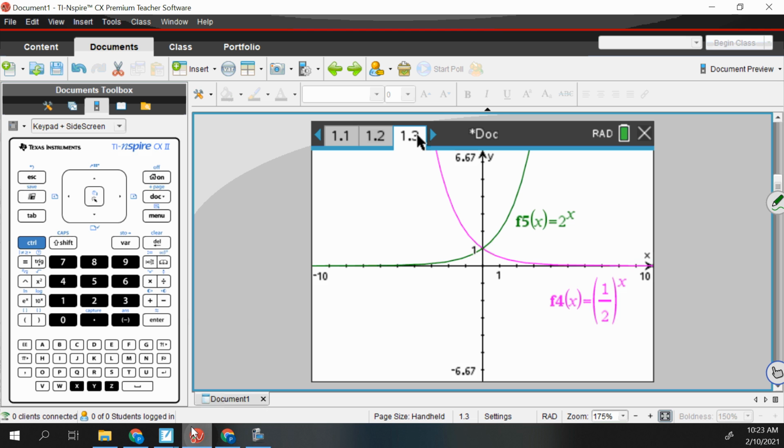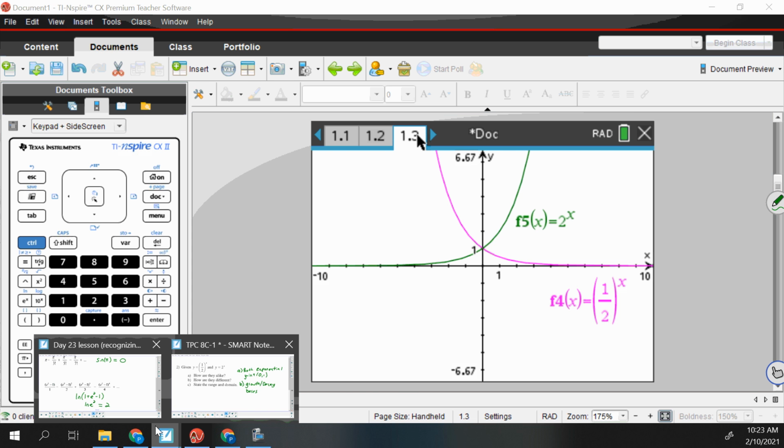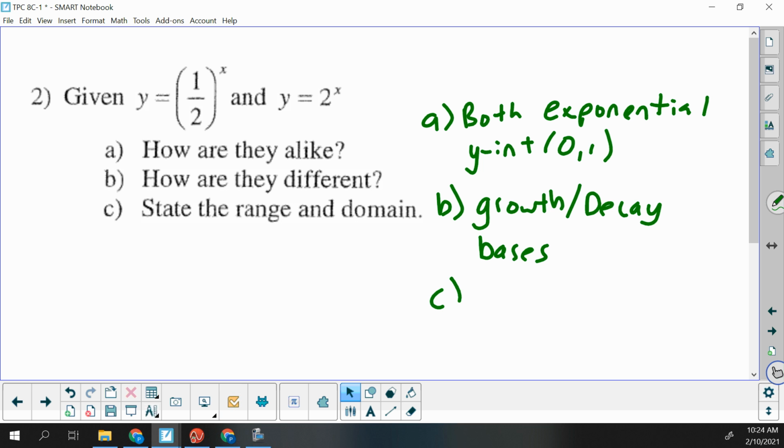Now our domain and range, notice they're still both going forever left and right. So our domain is still all real numbers. And their range, the y's get as close as possible to the x-axis but never hit it, and then go up forever. So the domain and range are actually just going to be the same as what we had in question 1. So our domain will be all real numbers, and our range will be y is greater than 0.